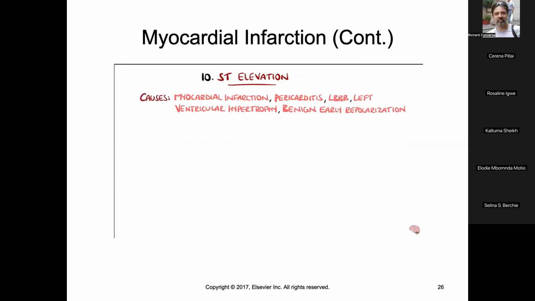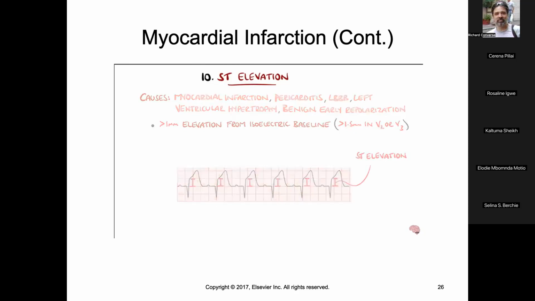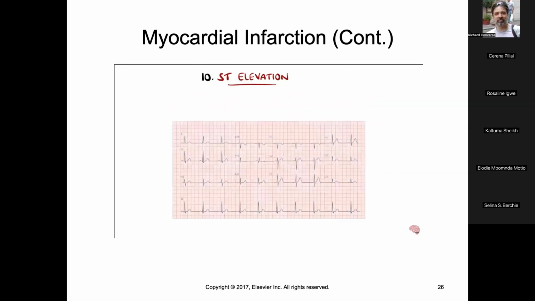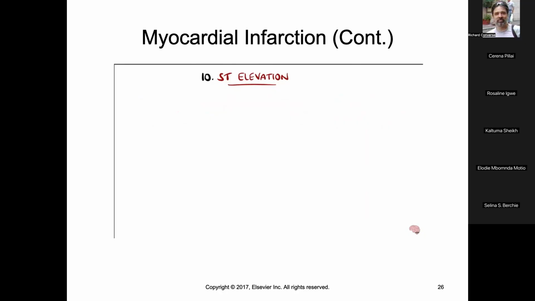Typically, the elevation is defined as more than 1 millimeter from the isoelectric baseline in any lead, apart from leads V2 and V3 that generally require at least 1.5 millimeters. Also remember that different leads represent different territories of the heart. Leads 1, AVL, V5, and V6 are lateral leads, 2, 3, and AVF are inferior, while V1 to V4 are anterior and septal. For a posterior view, additional chest leads V7 to V9 are needed.